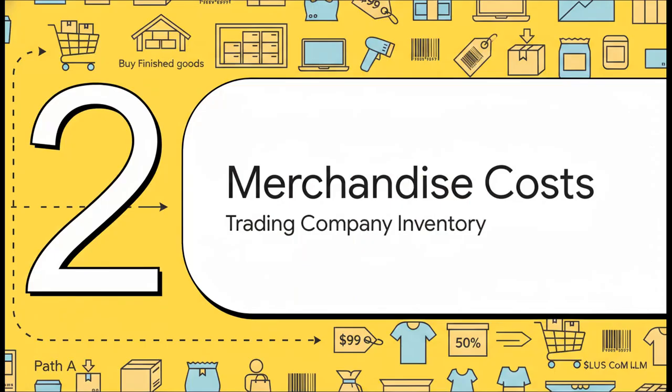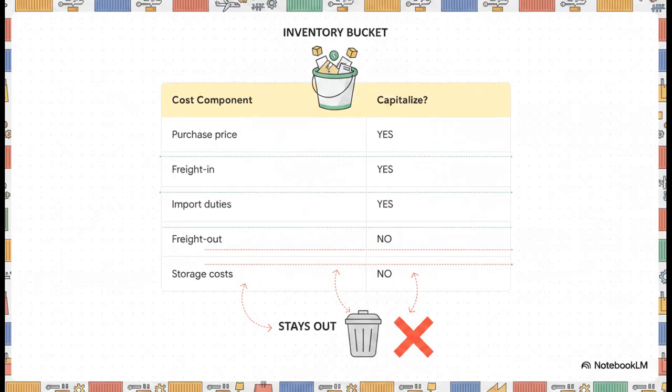Moving on to Section 2, merchandise inventory costs. Let's break down exactly what goes into the inventory bucket and what stays out. Purchase price net of discounts? Yep, capitalize it. Freight in to get the goods to your warehouse? Import duties and transit insurance? Absolutely. Those all directly relate to getting the inventory to its location.